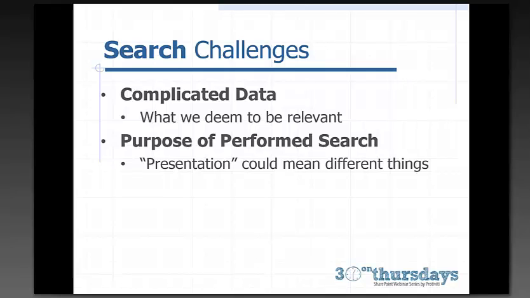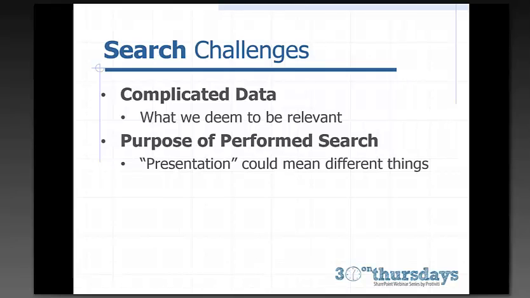Then we also need to understand the purpose of the search, like we just talked about. Why am I performing that search? For example, if I type the word presentation, that could mean many different things. It could be that I'm looking for presentations. It could be that I'm trying to find information about presentations, or I could be looking for a PowerPoint file. So single terms can actually mean many, many different things.